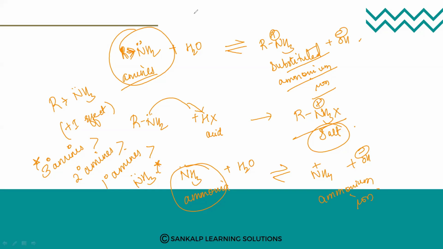So this was about our alkyl amines and ammonia. Now we will see about aryl amines. Aryl amines versus ammonia. Previously we saw alkyl amines and ammonia, and now we are going to see aryl amines and ammonia.